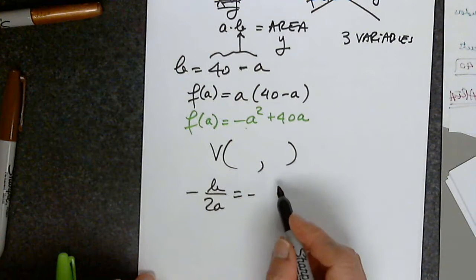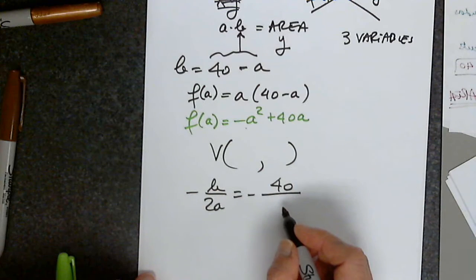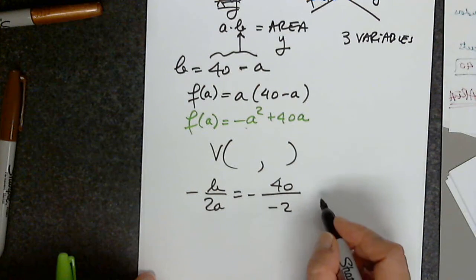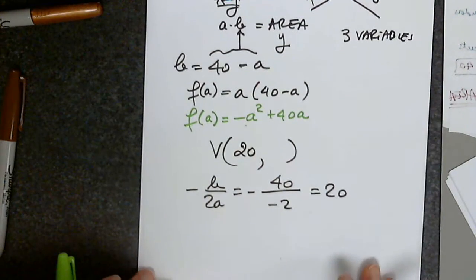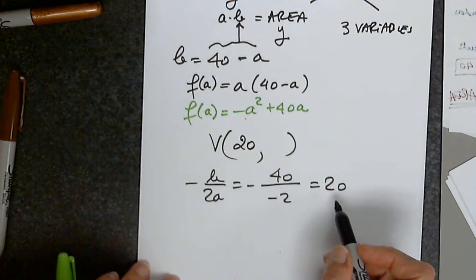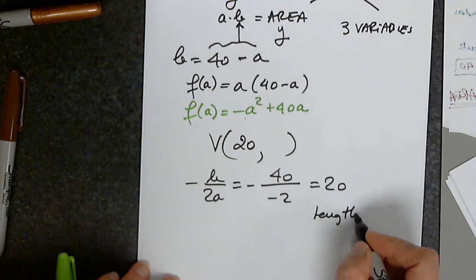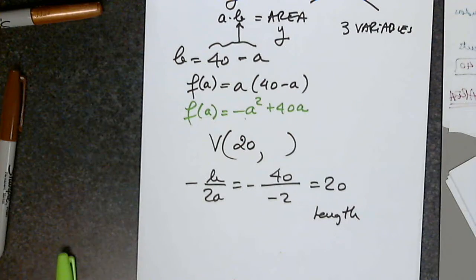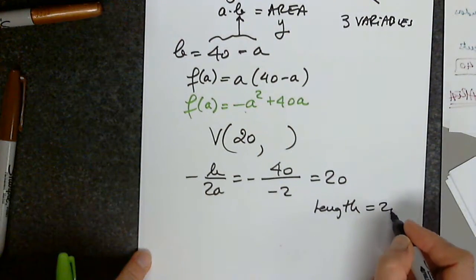Negative. What is b? What is 2 times a? So the answer is 20. So what was a? A was the length. Do we have a measurement unit? No, it doesn't say. Okay, so the length is 20.